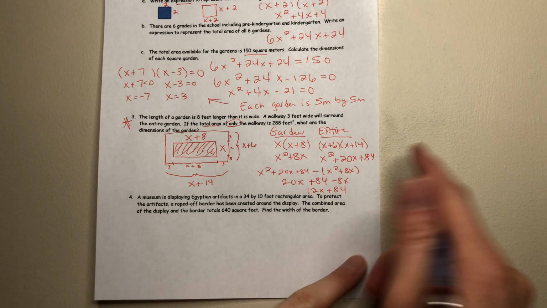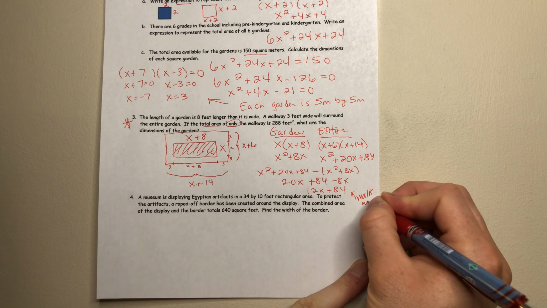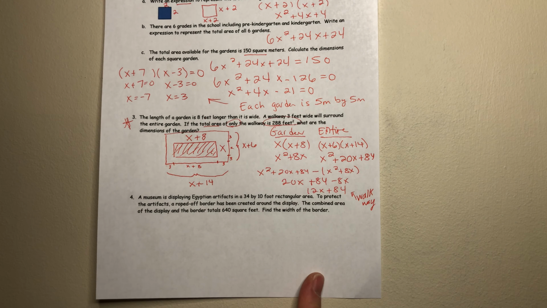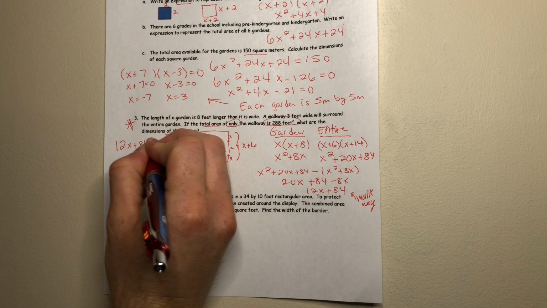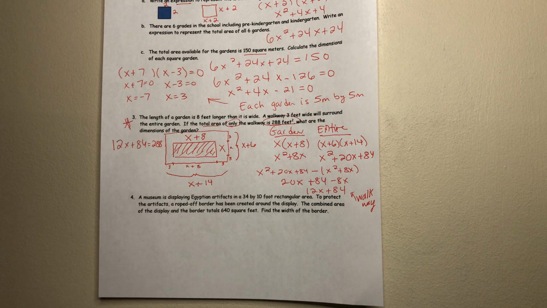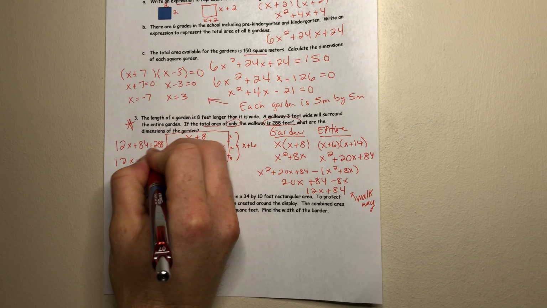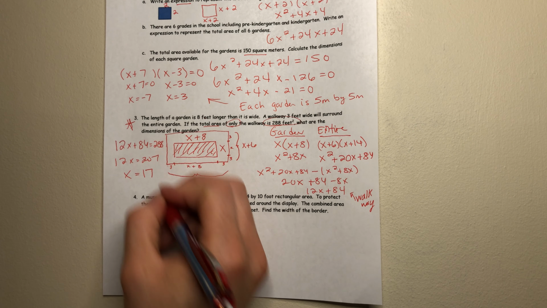All right, so what do I do with that information? This is the area of just the walkway. That's important because we know that the area of the walkway is 288 square feet. So I'm going to say 12x plus 84 must equal 288. And I'm going to subtract the 84. That's going to give us 204. I'm going to divide out the 12, and that's going to give me 17.